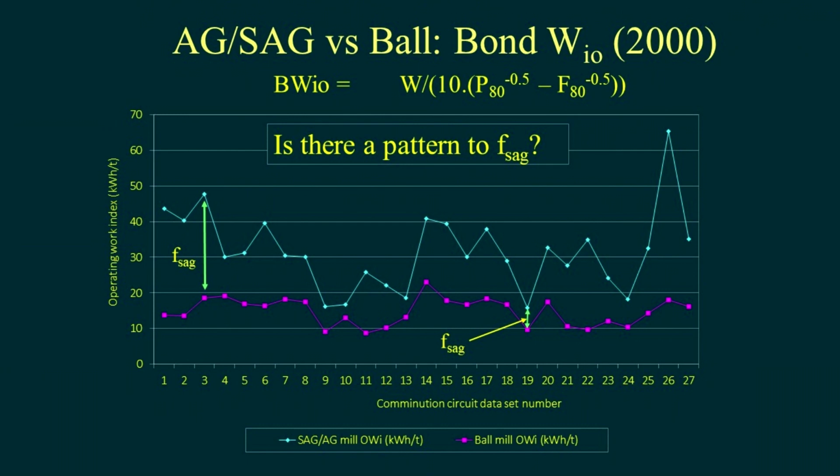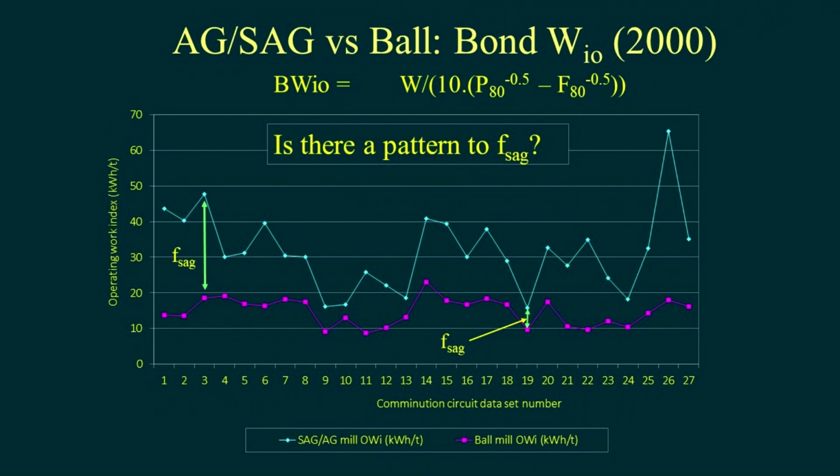These were SAB, SABC circuits. And I took the throughput and power draw and the feed sizes and the product sizes, and I worked out the Bond operating work index. Now, for those of you who are not quite certain what the Bond operating work index is, there's the equation there. You take the Bond equation, W there is the true kilowatt hours per ton of the circuit. That's the true P80 and that's the true F80. So I collected all these from surveys of all these circuits.